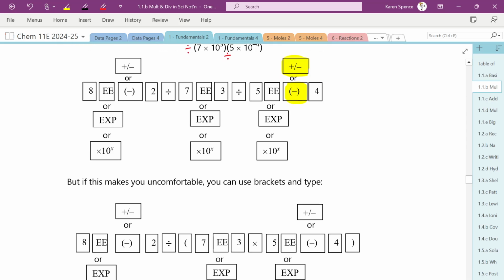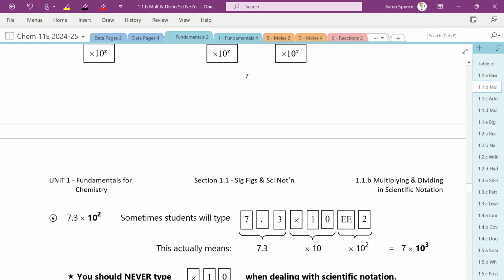If this makes you uncomfortable, you can use the brackets. If you're like, this divide by thing makes me unhappy, feel free to stick those brackets in and just use them, okay? As long as you're getting the right answer, then it's fine, okay?